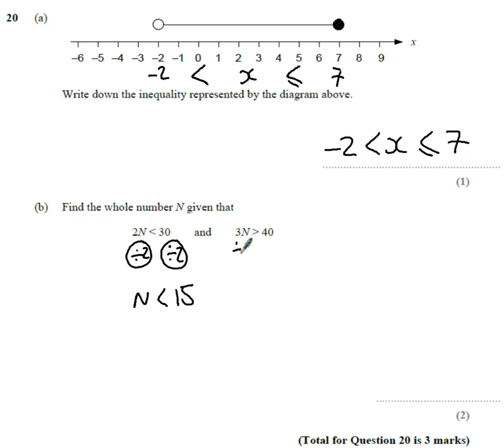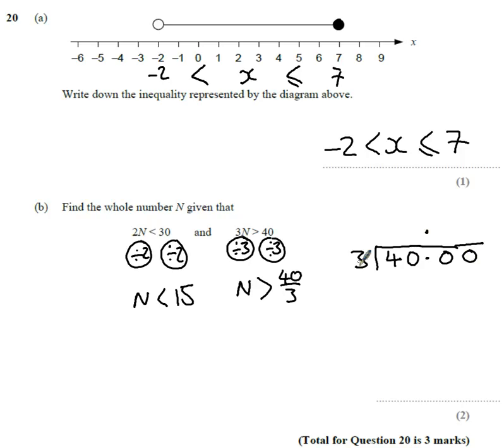And on this side here, because I've got 3 lots of n, I just divide by 3 to get 1 lot of n. And therefore, if I do that, I get n is greater than 40 divided by 3, which is not always an easy number to do. But if I do my bus stop method there, so I'm dividing by 3, so there's 40, put my decimal point, put a couple of zeros just in case. 3's in the 4 go 1, remainder 1. 3's in the 10 go 3, remainder 1. 3's in the 10 go 3, and as you can see it will just recur. So therefore n is greater than 13.3 recurring.